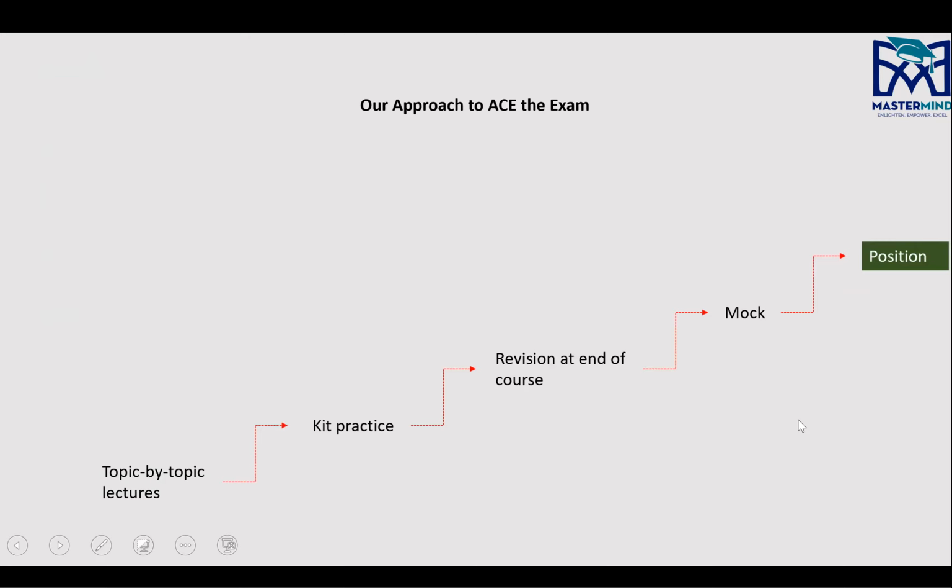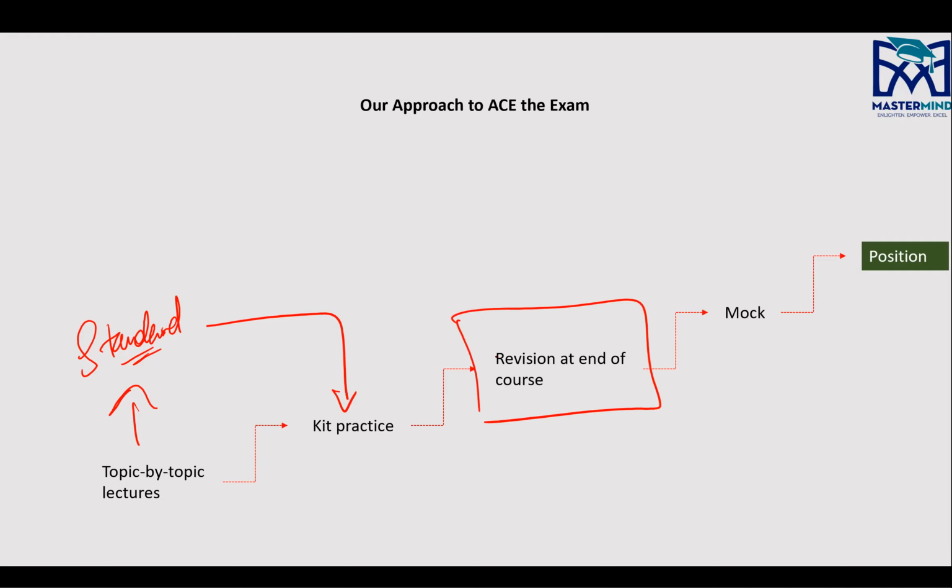This is our approach. Simple, topic by topic. That means we study each topic, which essentially in our syllabus is a standard, an accounting standard. Or let's say ratio analysis, interpretation of financial statements, or conceptual framework. We'll do one topic, do the kit, second topic kit, third topic kit, fourth topic kit. So topic and kit go hand in hand. At the end of the course, revision.